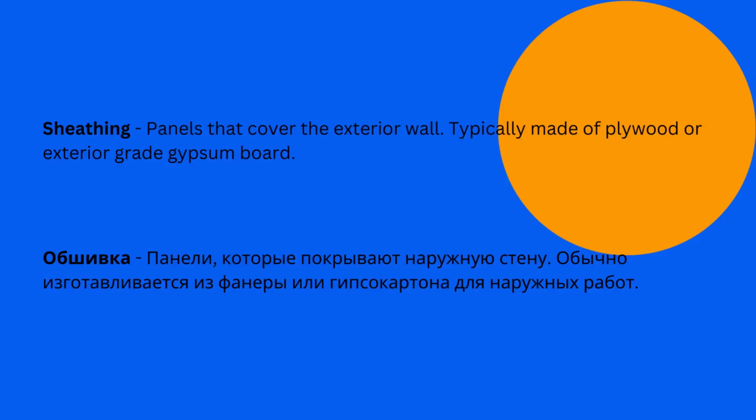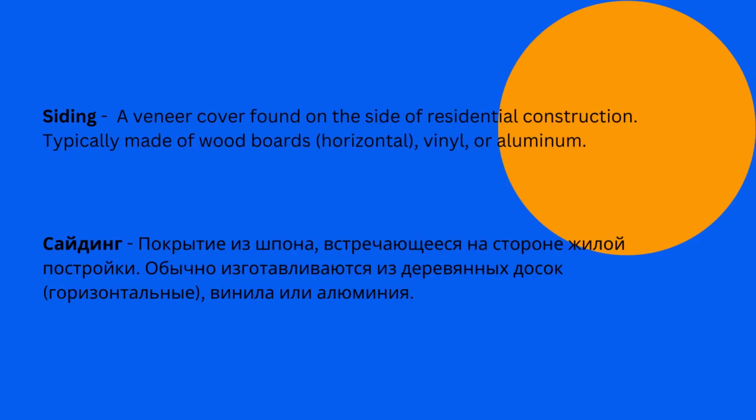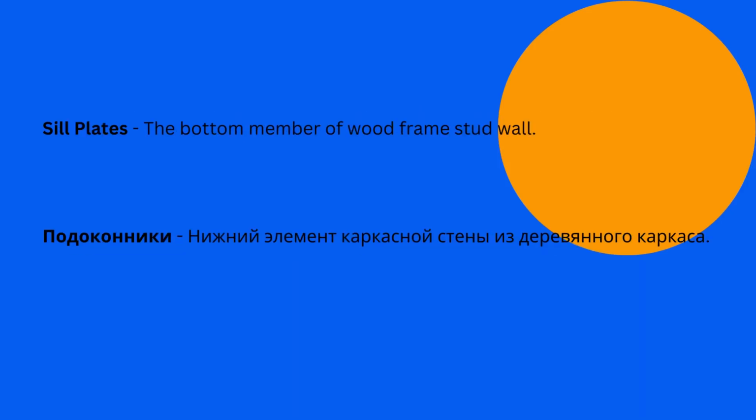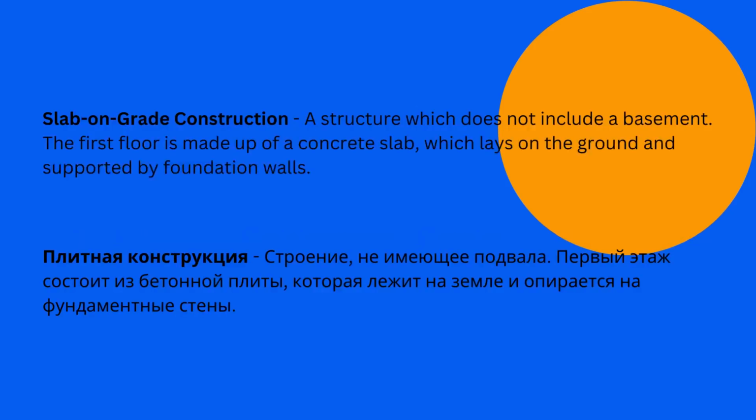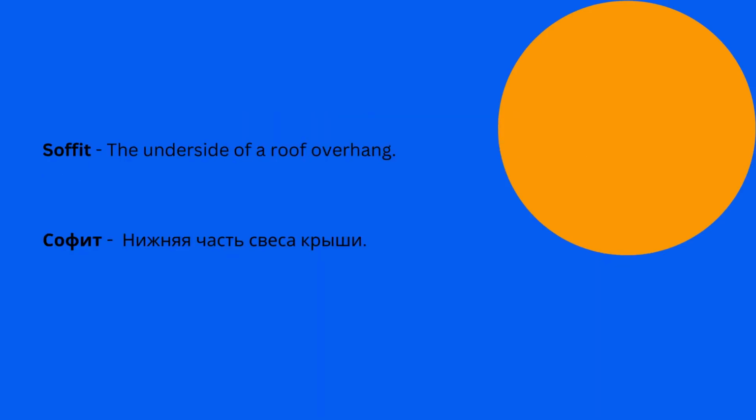Panels that cover the exterior wall. Typically made of plywood or exterior-grade gypsum board. Siding. A veneer cover found on the side of residential construction. Typically made of wood boards, horizontal, vinyl, or aluminum. Sill plates. The bottom member of wood frame stud wall. Slab-on-grade construction. A structure which does not include a basement. The first floor is made up of a concrete slab, which lays on the ground and is supported by foundation walls.